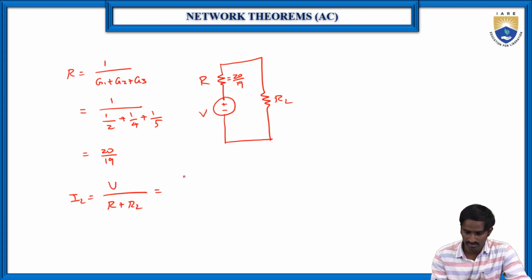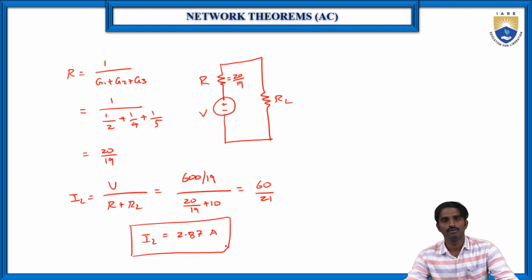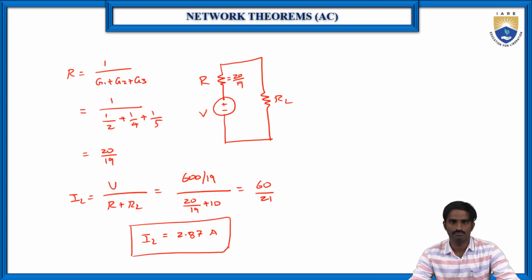So here V is 600 by 19 that we have calculated, and here R is equal to 20 by 19 plus 10. Then finally you will get 60 by 21, which is equal to 2.87 amperes, which is IL. So this way also we can find, right?